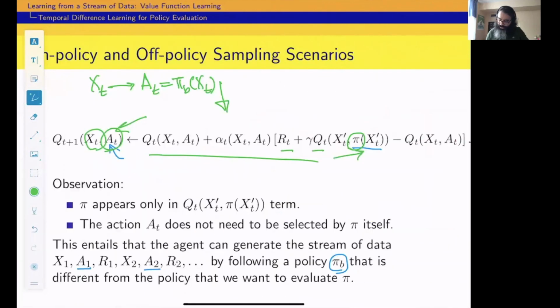Okay, here. So pi b and the pi that I want to evaluate can be different, because the only role of the behavior policy is to choose this action AT to be used at this step. I don't know if this is more clear at all, or if you want to expand on your question, or where the point of confusion is.